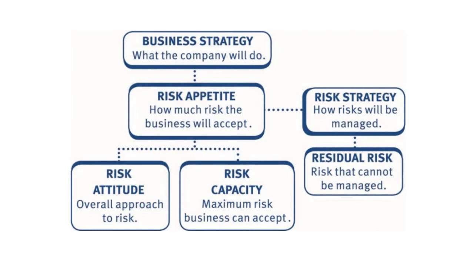So business strategy: what the company will do. Risk appetite: how much risk the business will accept. That includes risk attitude, the overall approach to risk, and risk capacity. Risk appetite depends on these two things. And risk strategy: how risk will be managed. Risk that cannot be managed: always there are some risks that cannot be managed, and you have to identify that risk also. If it cannot be managed, better avoid.